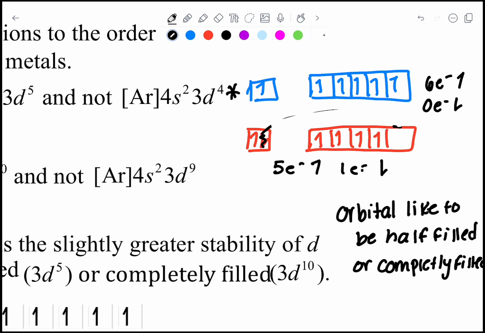So basically what's happening is the s is saying, well, I'm fine with being half filled with 1 electron if it means you can be half filled and I give you that 1 electron to be half filled. So it's just a more energetically favorable position for the element to be in, to have 2 half-filled shells instead of 1 whole-filled shell and 1 almost half-filled shell. It's just more energetically favorable that way.